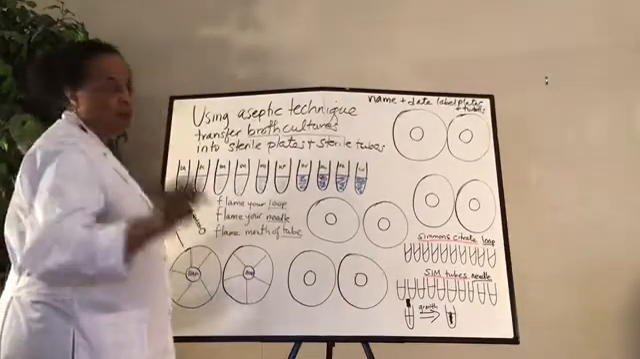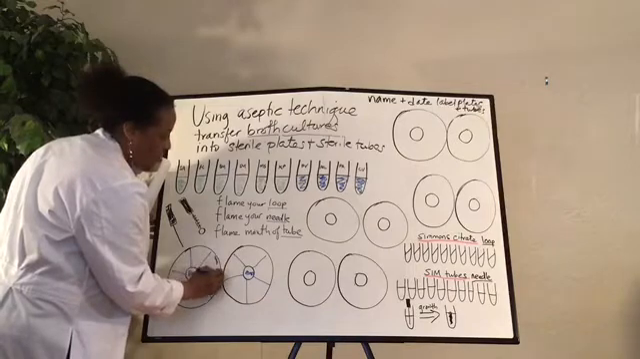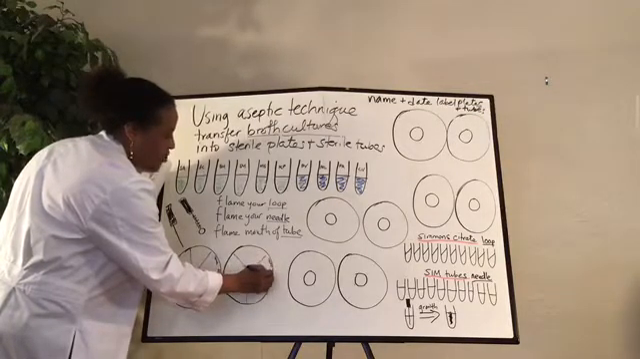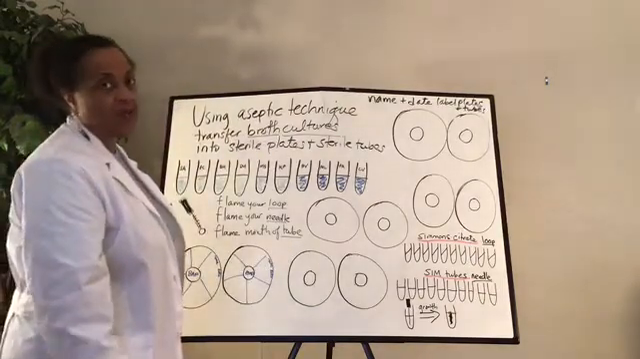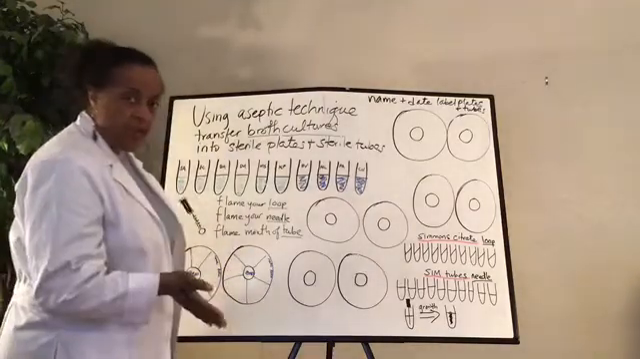Another thing, remember, your name and the date goes on each plate. Your name and the date goes on each plate. And you need to know what kind of plate it is. So we already labeled it as the blood agar plate. So make sure you label your plates properly.